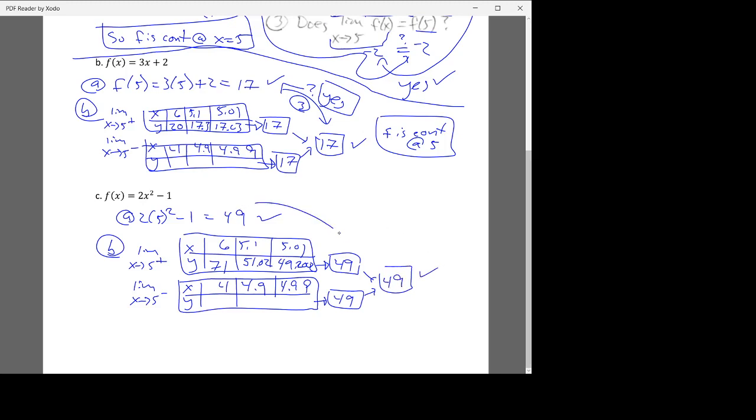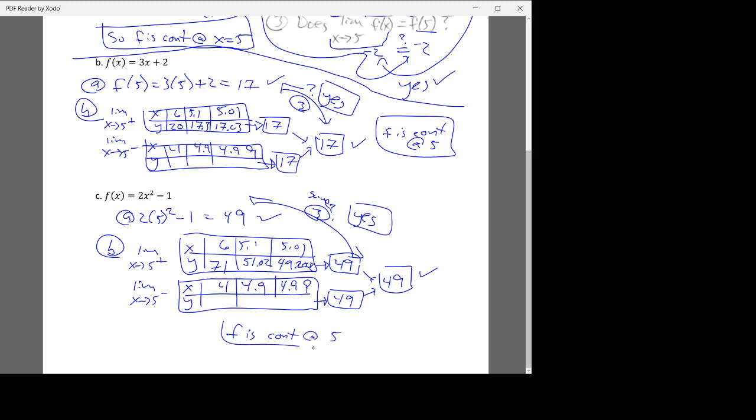And they say, hey, A, B should be 1 and 2. But the part 3 here, are they the same? Yes. So F is continuous at 5.